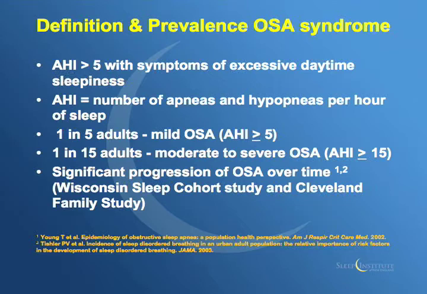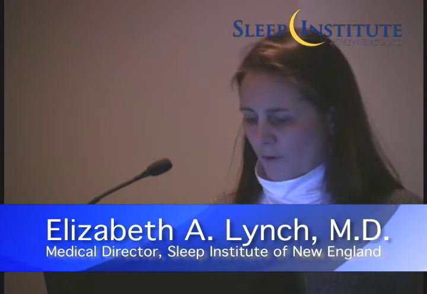In general, it occurs in 1 in 5 adults. Mild sleep apnea is an AHI greater than 5 but less than 15, and then more severe, moderate to severe apnea or more severe sleep disordered breathing happens in 1 in 15 adults with apnea-hypopnea indexes greater than 15 per hour. In general, there's a significant progression of sleep apnea over time with age.